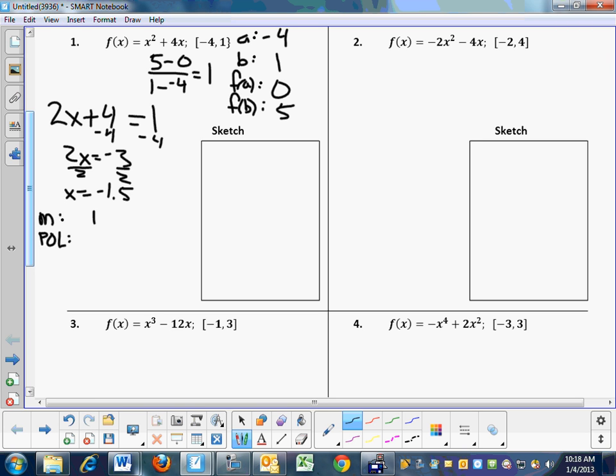What is the x value of the point on the line? Negative 1.5. That's what we just found. What do I plug it into? Do I plug it into the derivative or do I plug in the original? Original. If I plugged it into the derivative, what would I get?